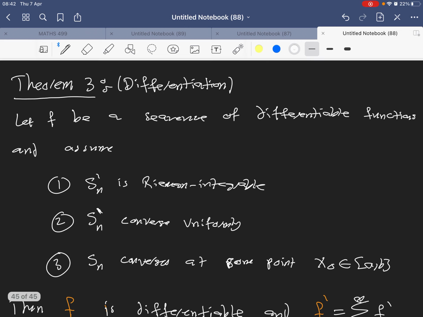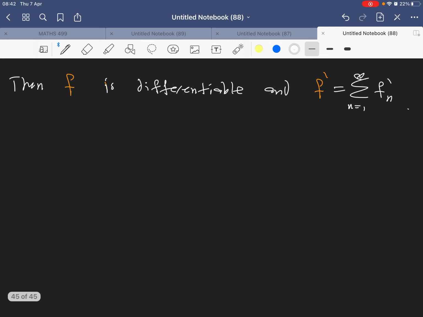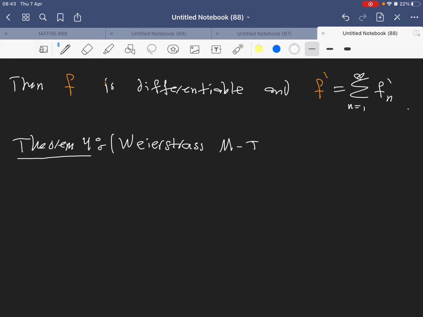Okay, now the last but not the least is the boundedness. What happens if every Fn is bounded? What can we conclude? And this will lead us to a very nice and useful theorem. Theorem number 4. It's called the Weierstrass M-test. So just keep this word in your head. M-test is a very important test. And what is this test?